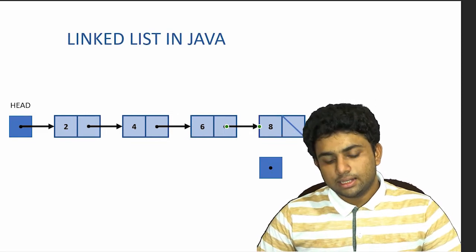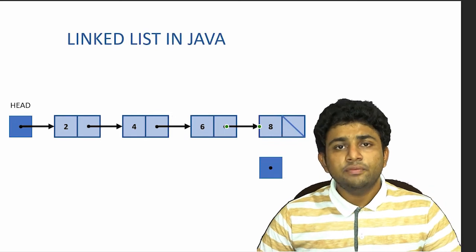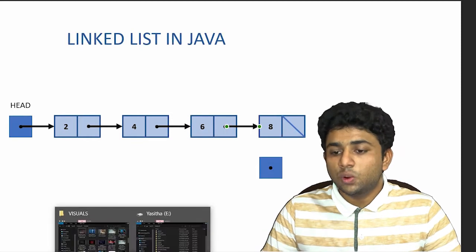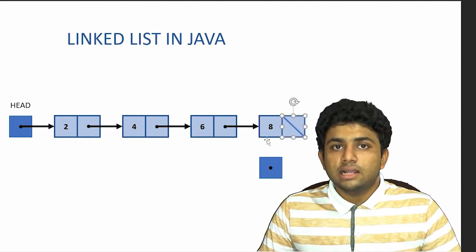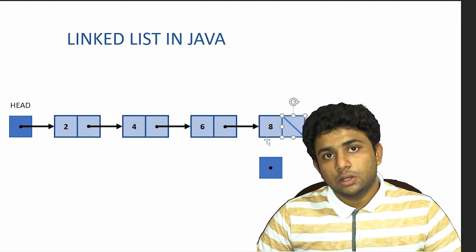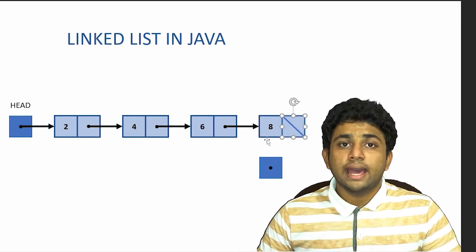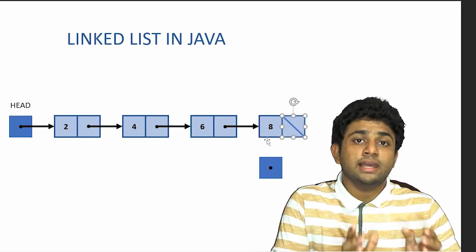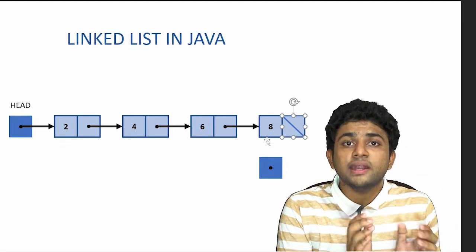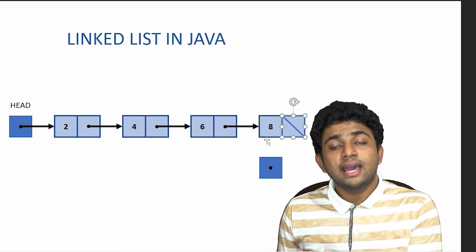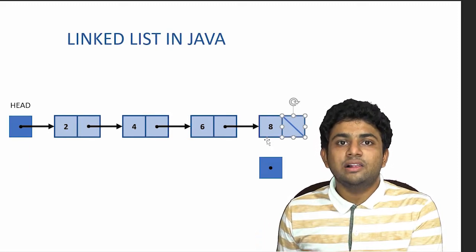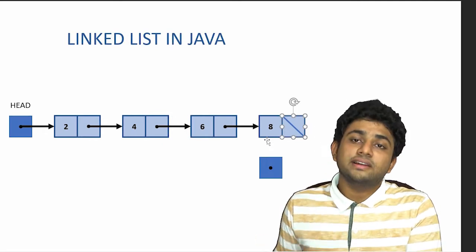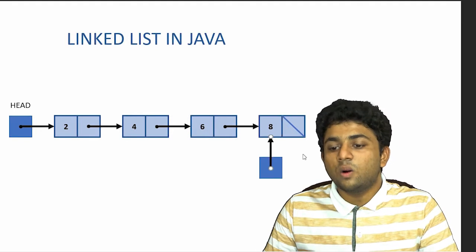But still, the last node won't have any reference, right? Because it won't have any node afterwards. So the reference of the last node will be null, which we can also call the tail, because it's going to be the end of the linked list. Head is going to be the first node or the starting point of the linked list, and the last node, which we're going to call tail, is going to be the last node where the reference is null. So we called it tail.